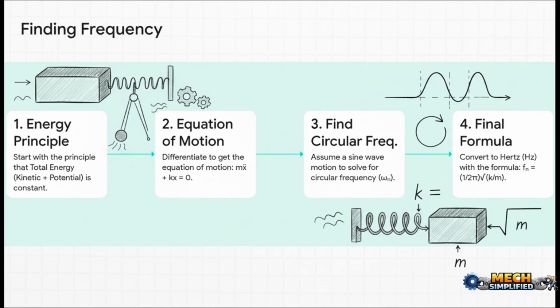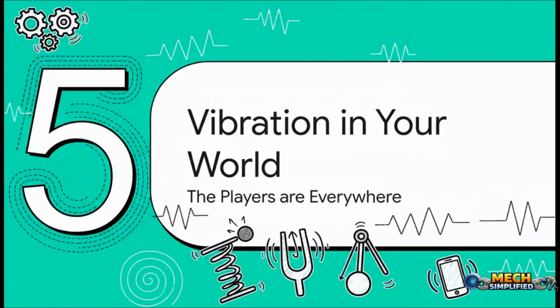And here's the absolute coolest part. Look what's in it. A system's natural rhythm is decided by only two things: its springiness, the K, and its mass, the M. That's it, nothing else. So now that we've met the three players and we understand their natural rhythm, we can start to see them everywhere. I mean, they are all around us, all the time.